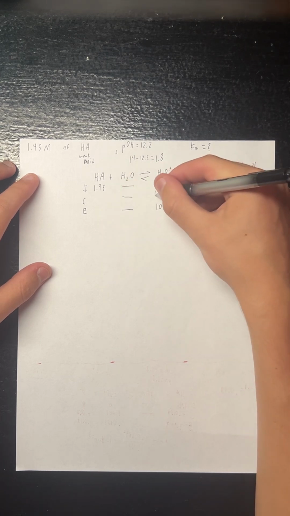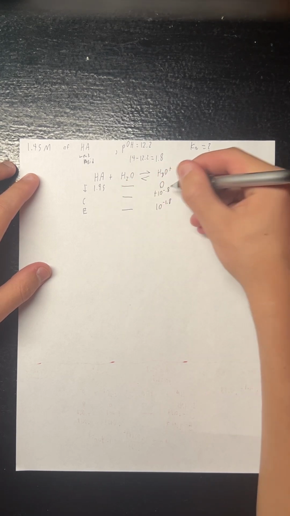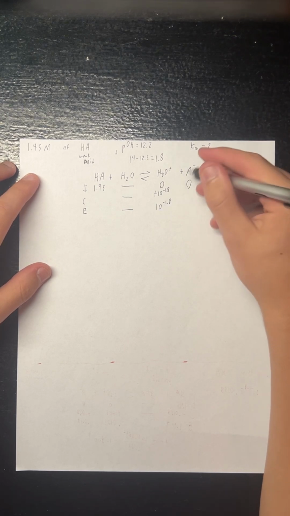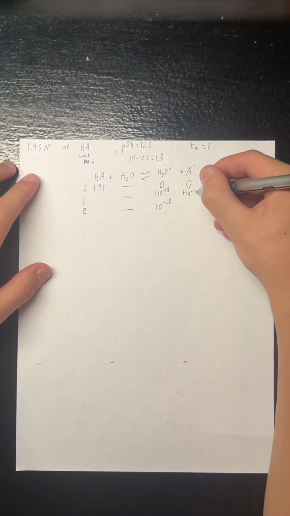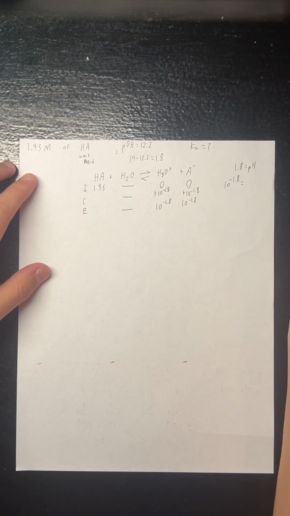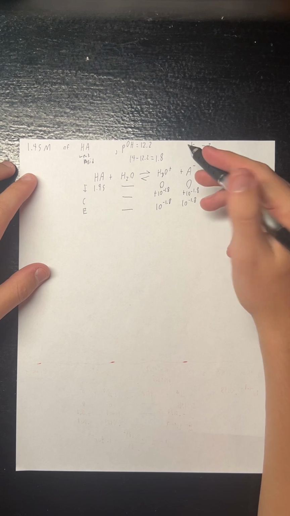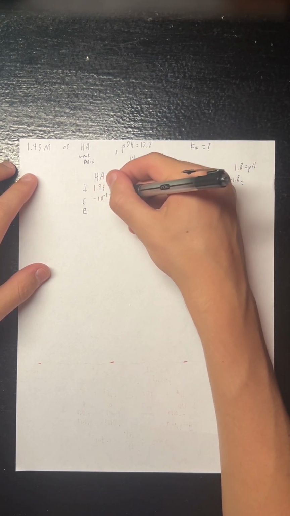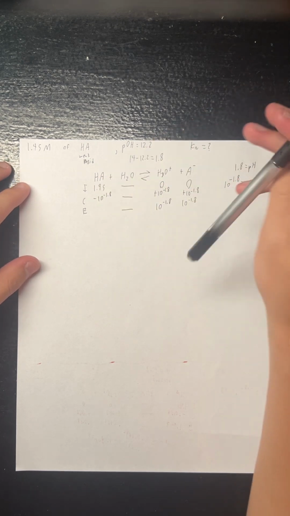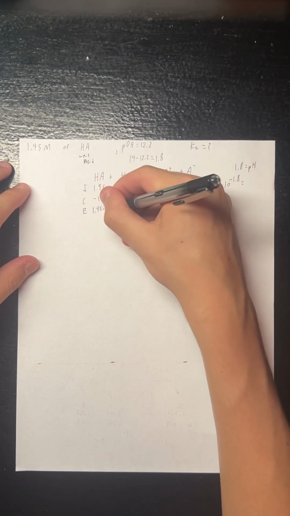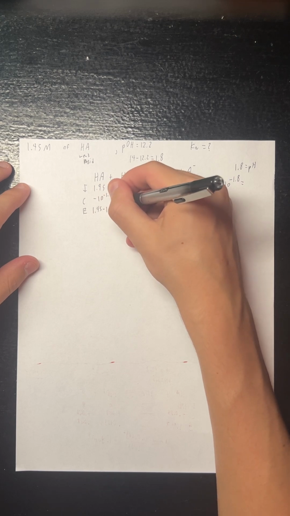And our change will be plus 10 to the negative 1.8. And that means it would be the same for this since they're on the same side. So plus 10 to the negative 1.8, and the equilibrium 10 to the negative 1.8. Okay, now on the other side, it's the same thing, but it's minus that. So it's minus 10 to the negative 1.8. And for the 1.45, we can do 1.45 minus 10 to the negative 1.8.